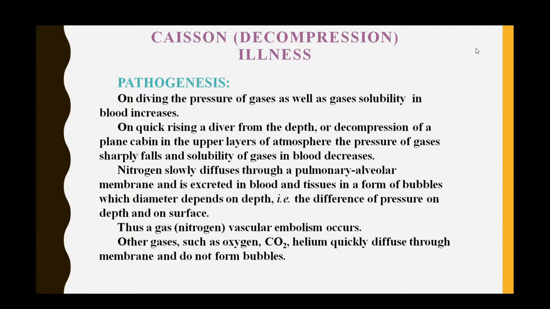Nitrogen slowly diffuses through a pulmonary alveolar membrane and is excreted in blood and tissues in a form of bubbles, whose diameter depends on depth, i.e. the difference of pressure on depth and on surface. Thus, a gas vascular embolism occurs. The main thing in pathogenesis of caisson illness is formation of bubbles and nitrogen embolism of vessels. Other gases such as oxygen, carbon dioxide, helium quickly diffuse through membrane and do not form bubbles.